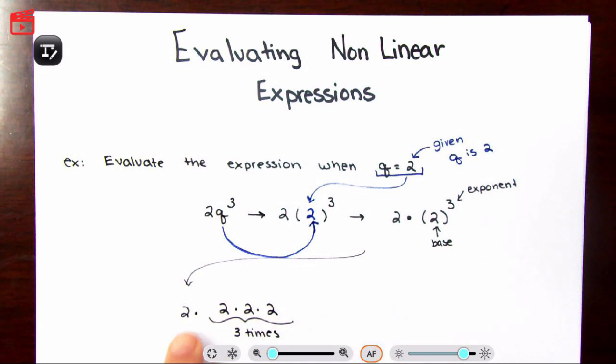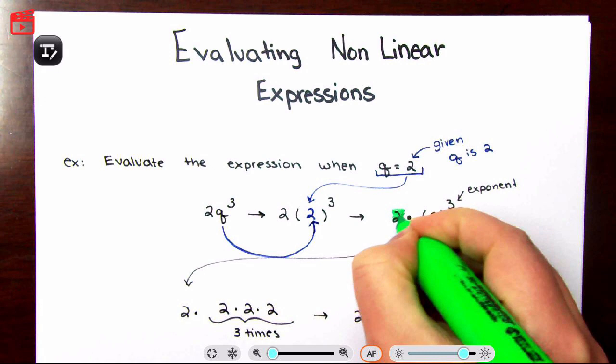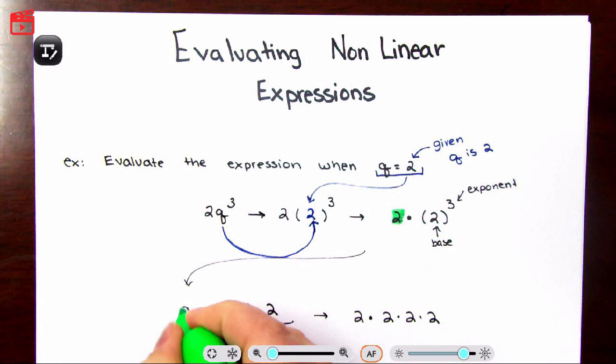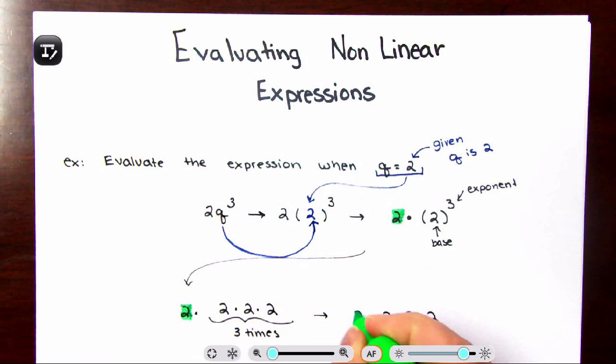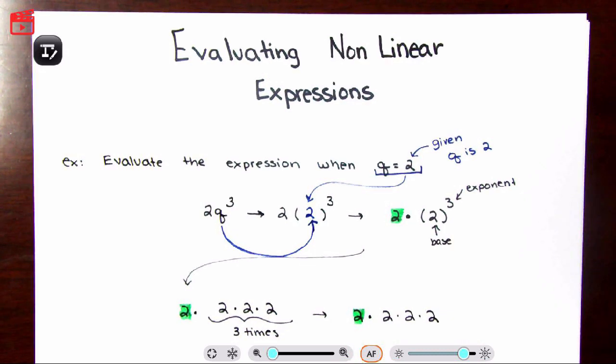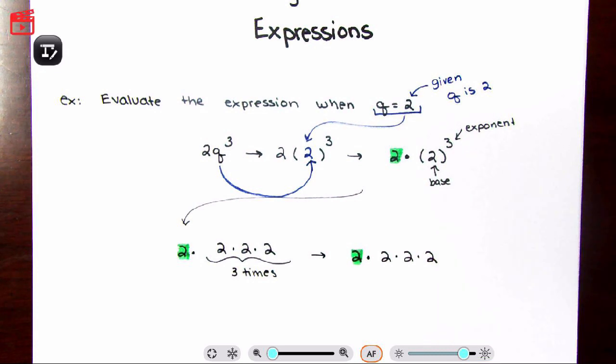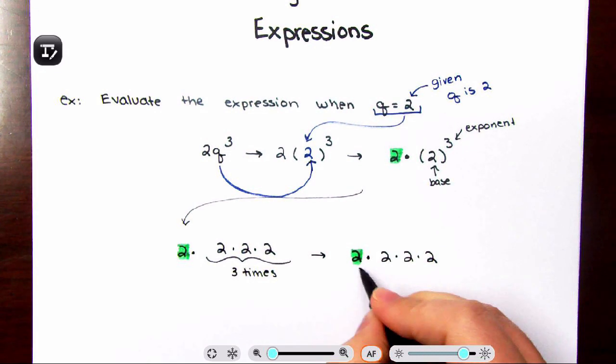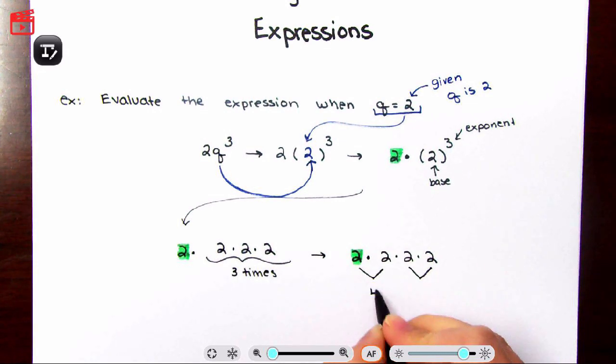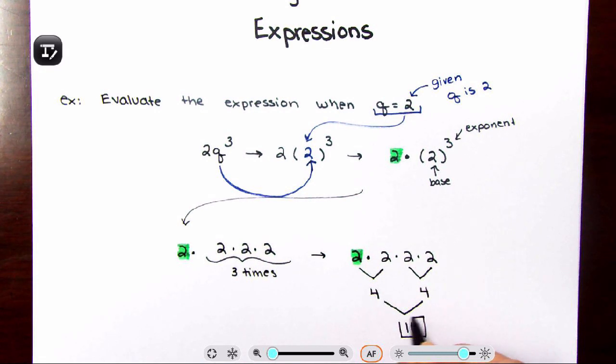So what do I really have now? Look what I have now. I have 2 times 2 times 2 times 2. This original 2 was outside of my base, outside of my bubble, and it's still there. But now that we have expanded our exponent, we have written our base 3 times, we can now just simply continue to multiply 2 at a time until we are done with our multiplication. In this case, it is 16, and that is our final answer.